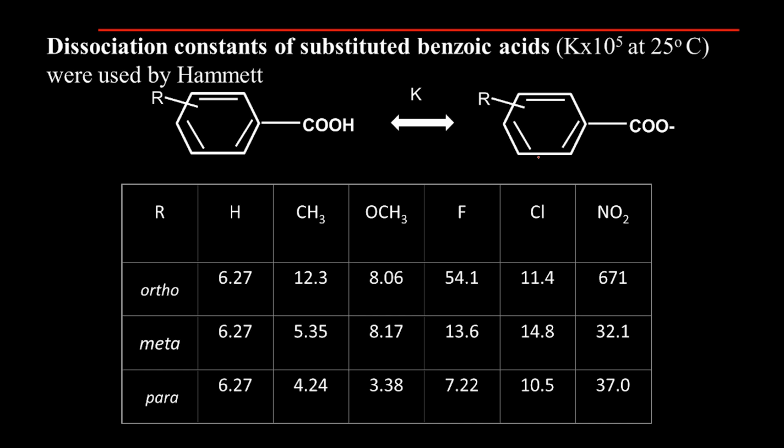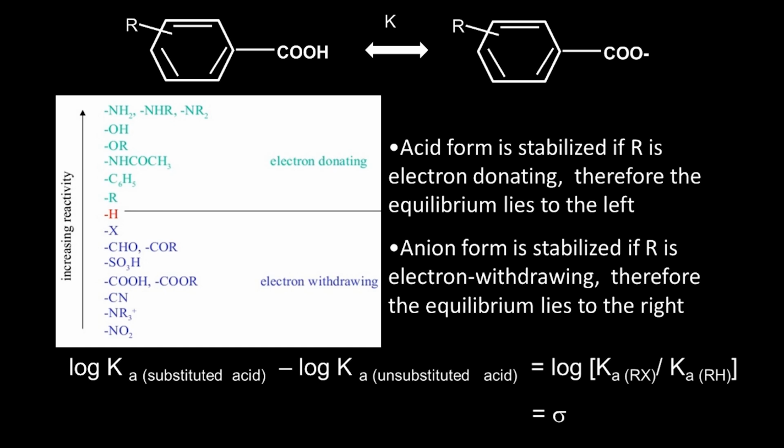So electron withdrawing or donating groups stabilize the anion, that is, COO minus is called the anion. The electron donating groups we have are OR, OH, they're all electron donating groups, whereas electron withdrawing groups we have here, X could be chloro, bromo, iodo, then CO, CHO, COOH, CN, NR. These are all electron withdrawing groups.